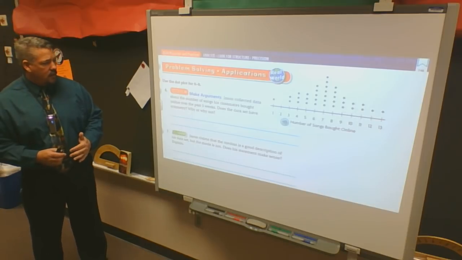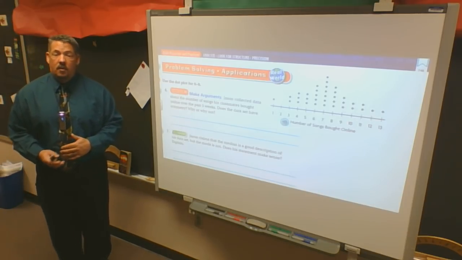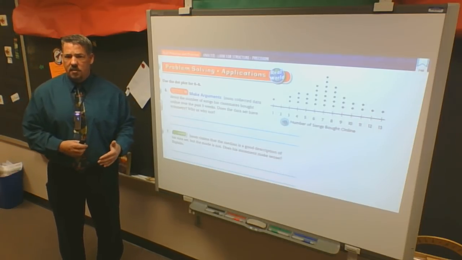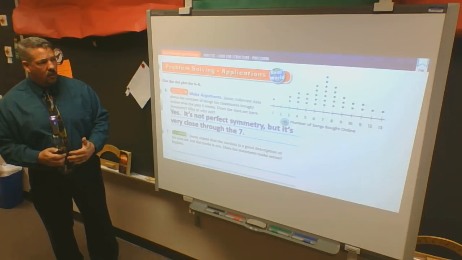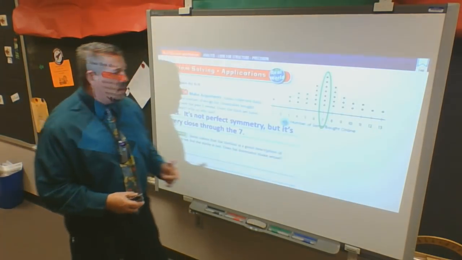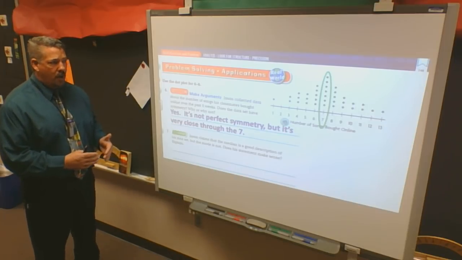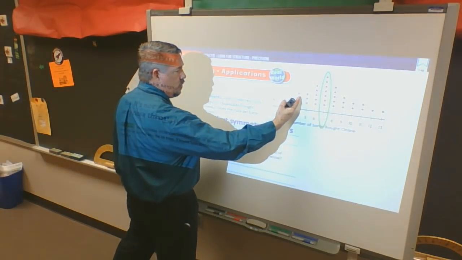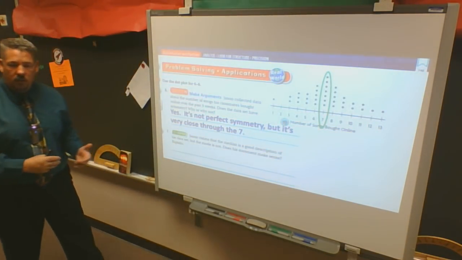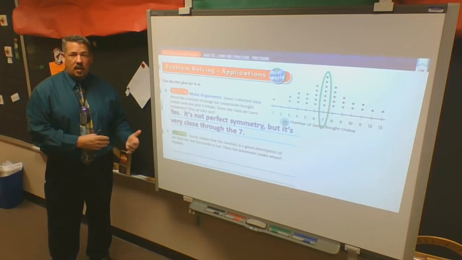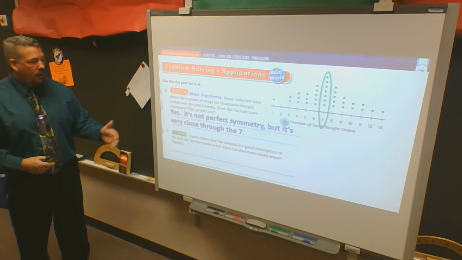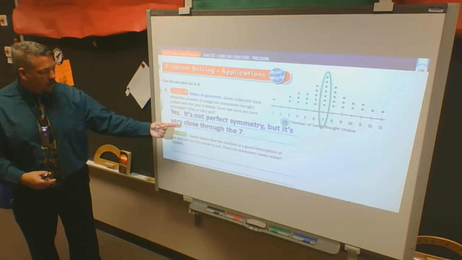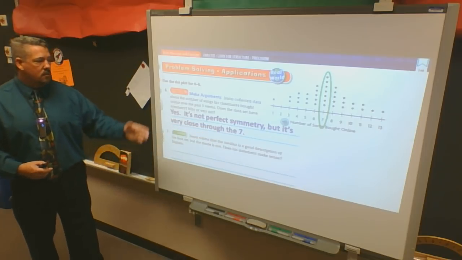Does the data set have symmetry? Why or why not? So this goes back to what I just said a moment ago. It doesn't have to be exact when it comes to symmetry. If I draw a line down the center of that graph and look where the 7 is, it is very close to being symmetrical. We go down a step, we go down 2 steps. The only difference is this one would just be added over here to make it perfectly symmetrical. So it still has a line of symmetry, even though it's not exact. It's not perfect symmetry, but it's very close through the 7. So yes, it has symmetry.